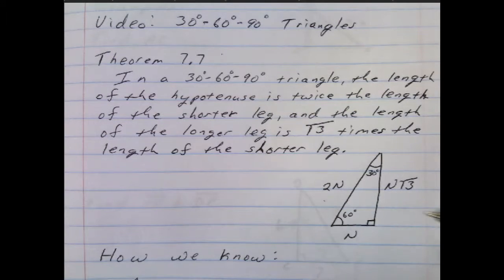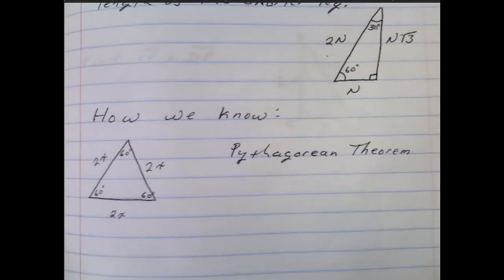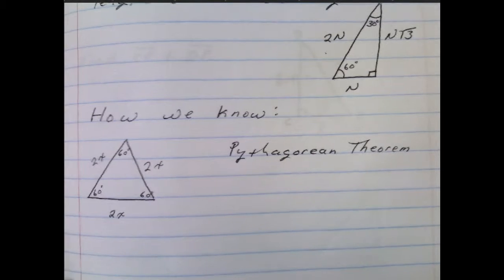And then the length of the longer leg is actually the square root of 3 times the shorter leg. So we have n is the shorter one, so we have n square root of 3 this time. And how do we know that? We can prove that just like we did with the one yesterday. We can prove it using the Pythagorean theorem.